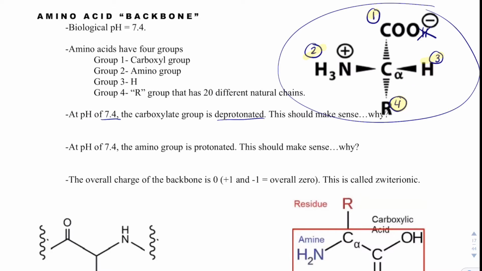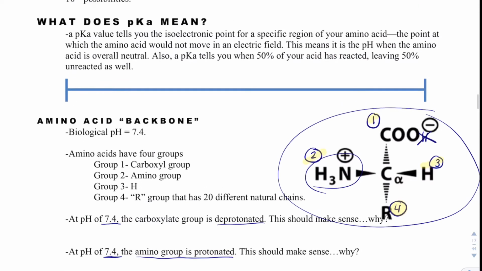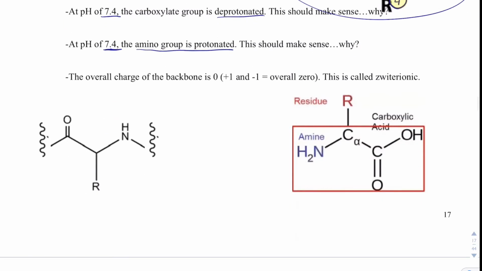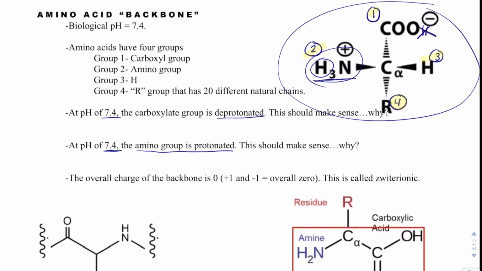The amino group is protonated, and that makes sense again. If we're at a pH of 7.4, well, when we're above the pKa, more of those H's will be taken off, and specifically for an amine group, the pKa is 9 to 11-ish. This one's specifically 11-ish since the amine group is attached to an R group. The overall charge of the backbone is 0. So if I look at it, it is 0, and that's called zwitterionic, meaning even though it doesn't have a charge overall, there is still charge within.